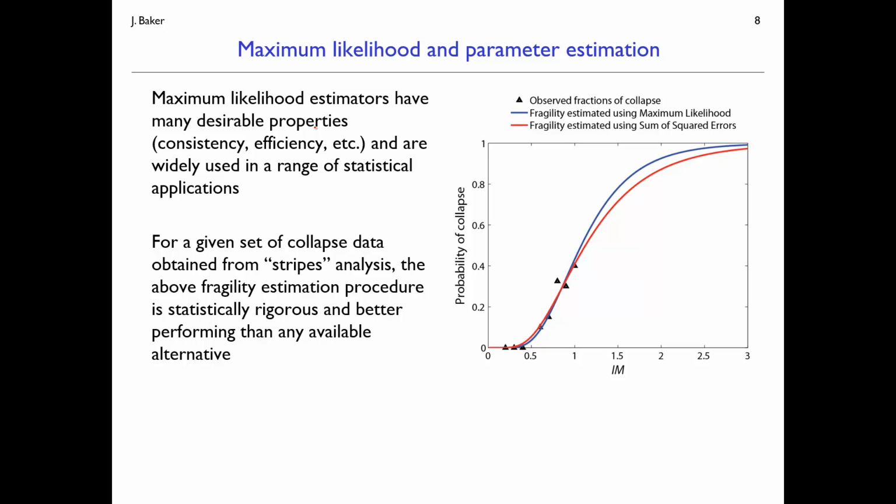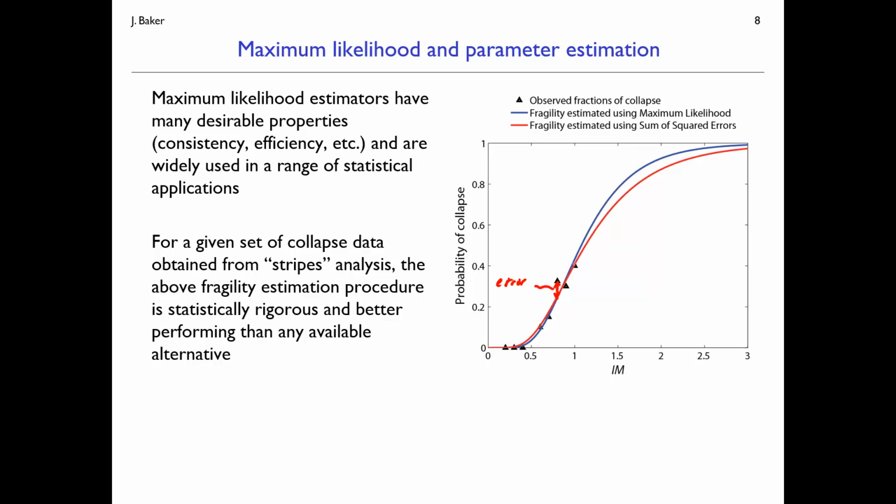All right, and so not only is this a good choice that's well-grounded in statistical theory, but it's actually better performing than other alternatives. An alternative strategy that is sometimes used for fitting these fragility functions is to think about all the different theta and beta values, and for a given fragility function specified by a theta and beta, look at the difference between my observed fraction of collapses and my predicted probability of collapse. That would be my error for this particular data point.